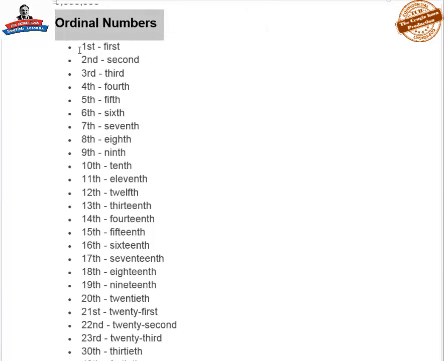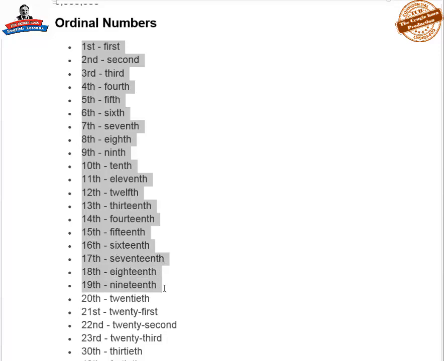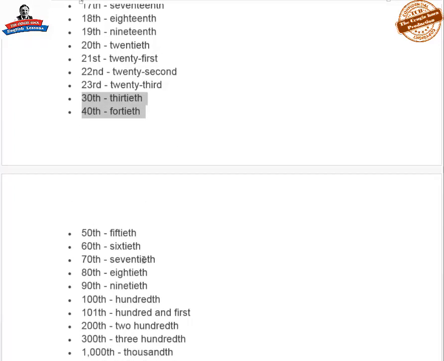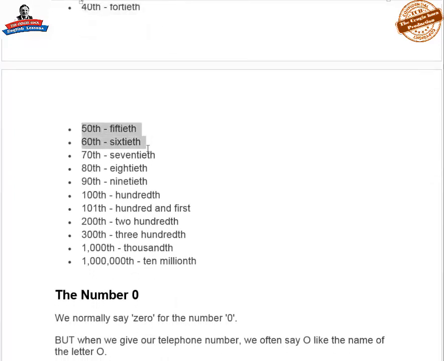Ordinal numbers. First, second, third, fourth, fifth, sixth, seventh, eighth, ninth, 10th, 11th, 12th, 13th, 14th, 15th, 16th, 17th, 18th, 19th, 20th, 21st, 22nd, 23rd, and continues with th, 30th, 40th, 50th, 60th, 70th, 80th, 90th, 100th.